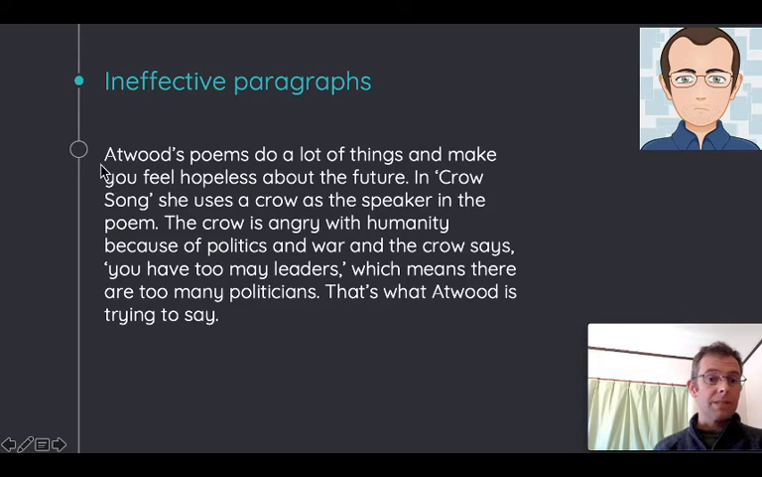So take a moment to read this. Atwood's poems do a lot of things and make you feel hopeless about the future. In Crow Song, she uses a crow as the speaker in the poem. The crow is angry with humanity because of politics and war, and the crow says, "You have too many leaders," which means there are too many politicians. That's what Atwood is trying to say.